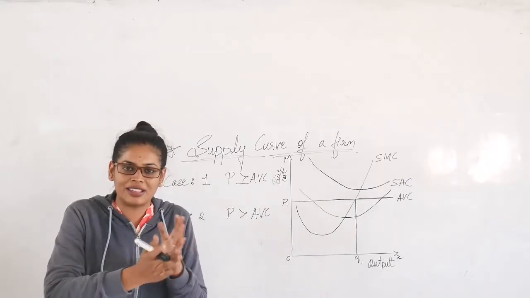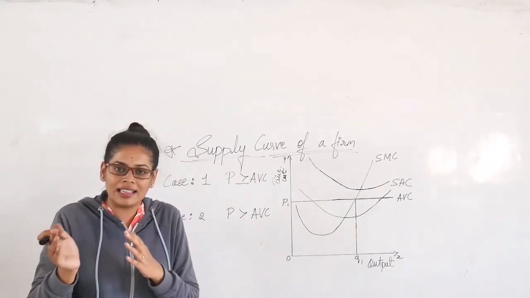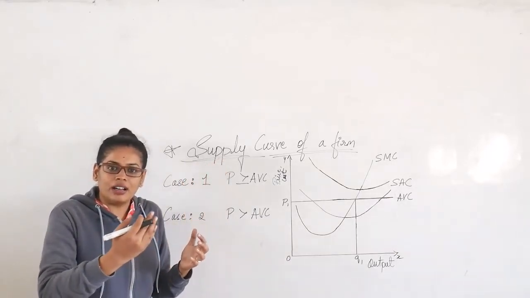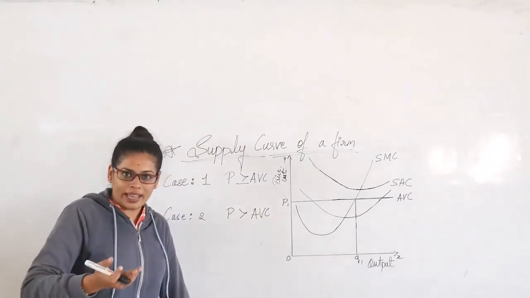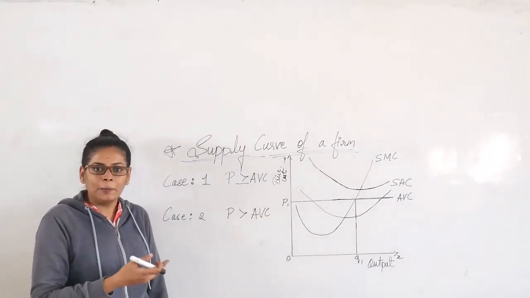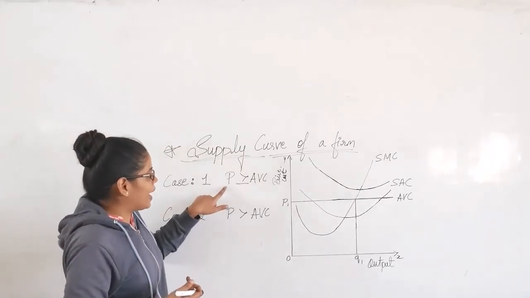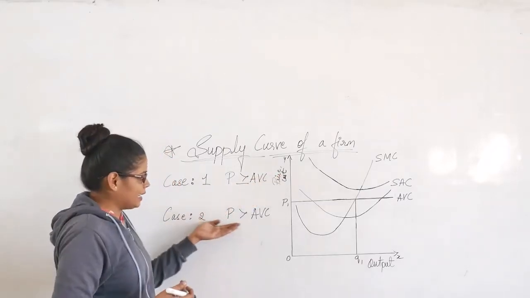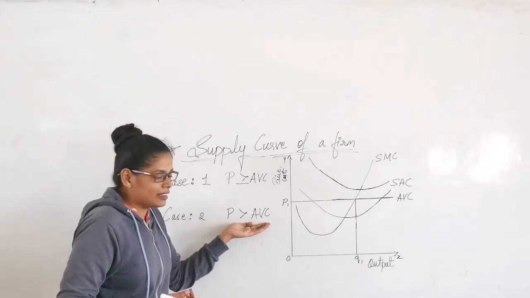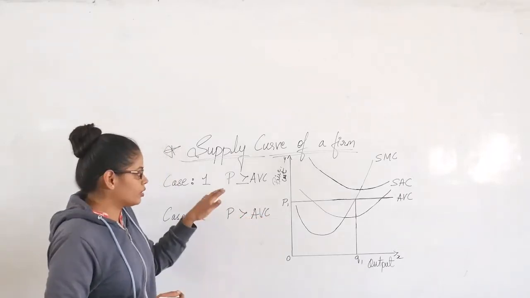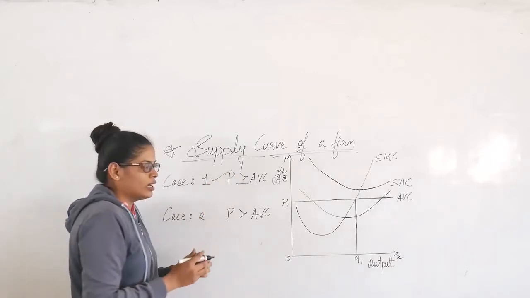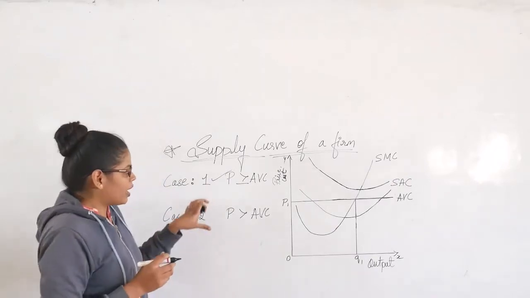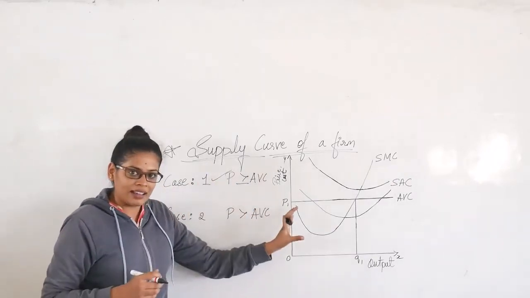The short run has a fixed cost and a variable cost, and the long run has no fixed cost, only the variable cost. In every short run and long run supply curve, there are two cases. The first case talks about the price greater than or equal to the average variable cost. And the second case talks about the price less than the average variable cost. We have already understood this in the three conditions we saw in profit maximization, right? Again we will understand this using the graph.